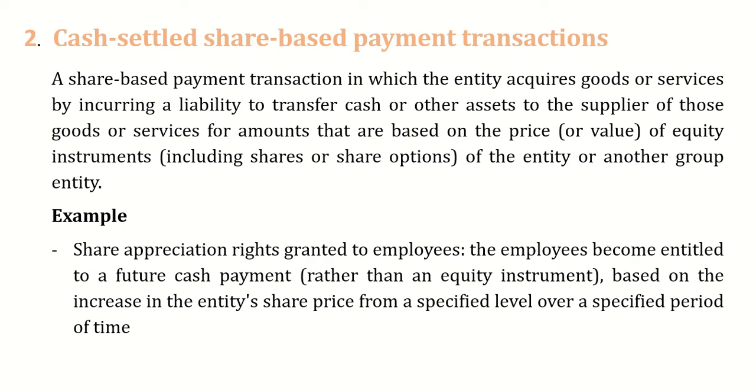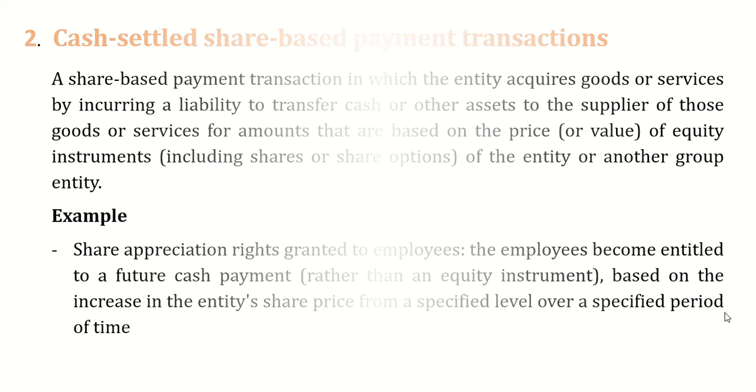Just like we are given share options to get shares after 3 years, today I give you share appreciation rights, which are just like a share option. By holding these share appreciation rights, in future you can get cash. If today I give 100 share appreciation rights, after 3 years you get cash equal to the value of 100 shares. The employees become entitled to future cash payments based on the increase in the entity's share price from a specified level over a specified period of time, right?